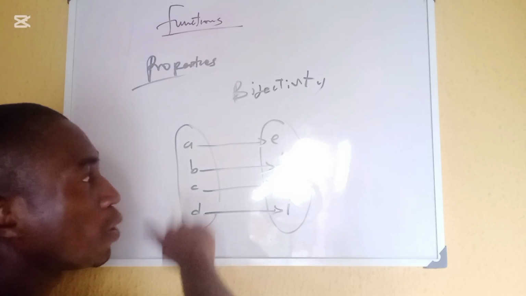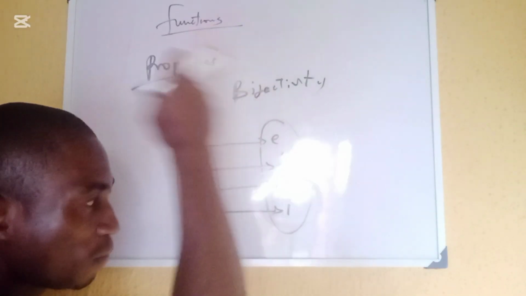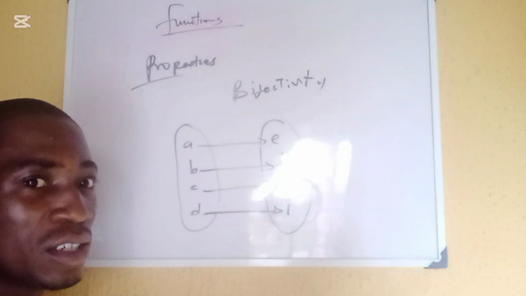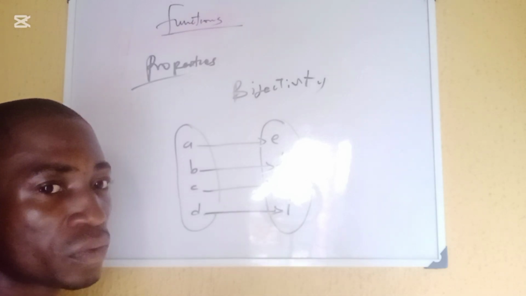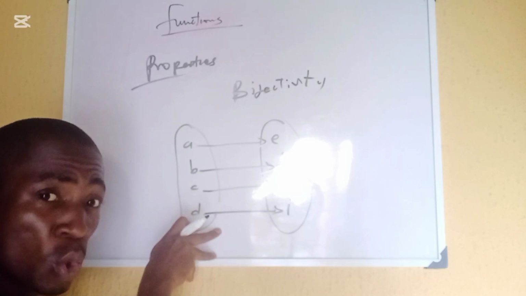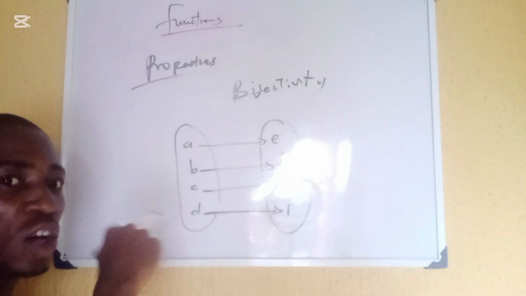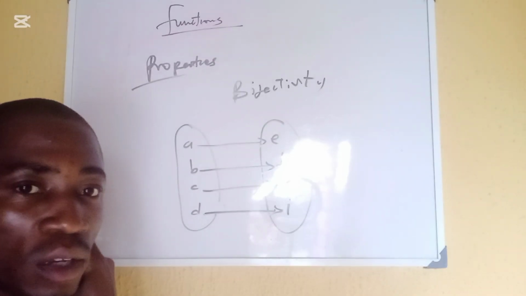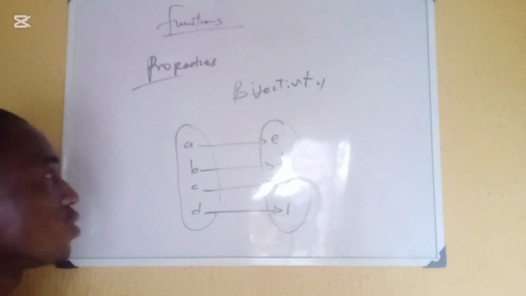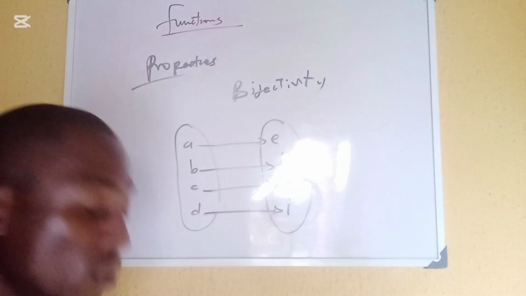Now it is one value assigned to one, and all the output values have input values assigned to them, implying that the domain and the range are equal. That means the possible values in the domain and the possible values in the range are equal, where each output value has a unique input value assigned to it. So that's the bijectivity property. It's also called one-to-one correspondence. That means one value corresponds to the other.